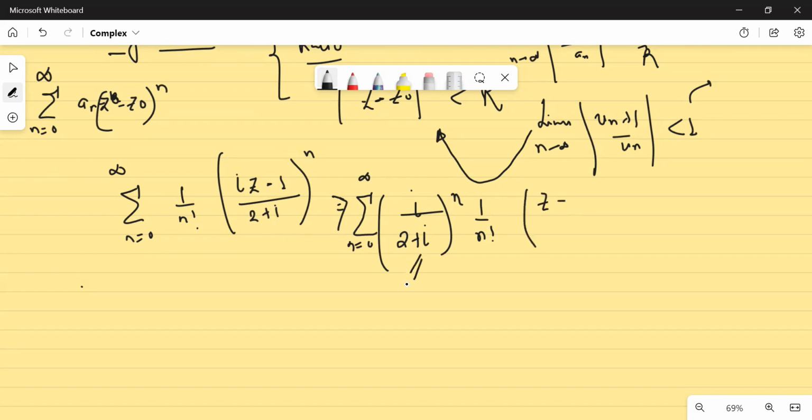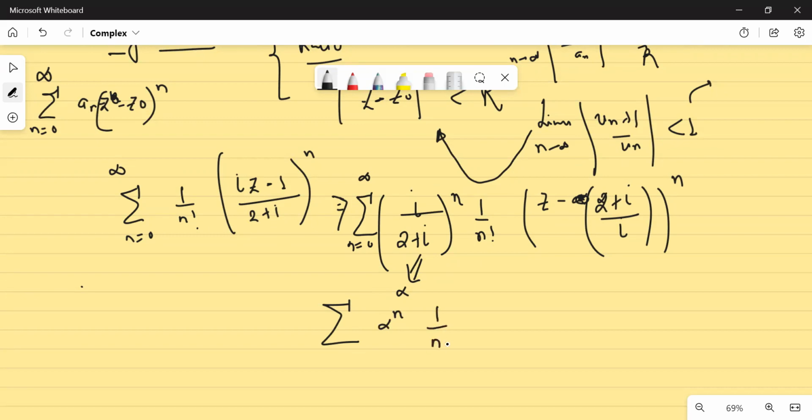You just write this entire thing as some alpha. So if you take all these things common out, iota upon 2 plus iota, this will give me 2 plus iota upon iota, isn't it? So if you take this entire thing common out, you'll get this. Yes or no? So eventually I would write this as alpha raised to power n, 1 upon n factorial, and here you have z minus some alpha raised to power minus 1, raised to power n. Okay, I hope it is clear.